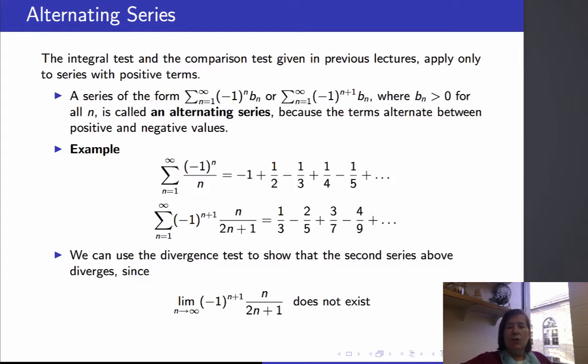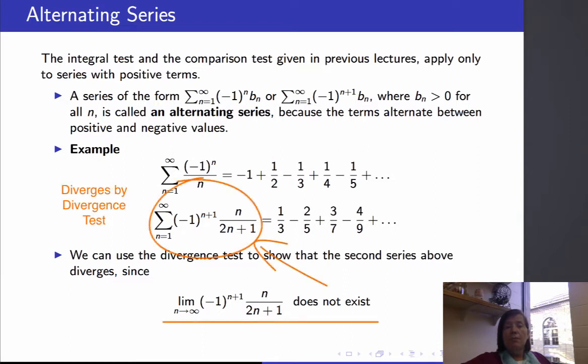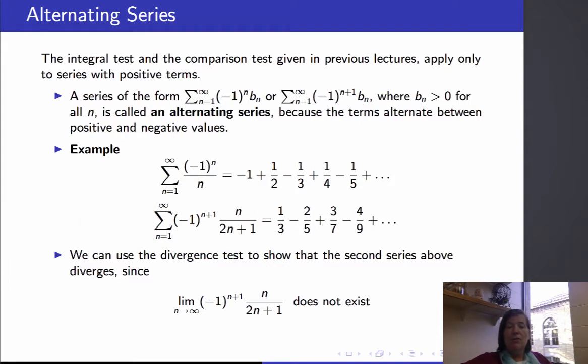Here, the limit of the positive part is the limit as n goes to infinity of n over 2n plus 1, which is 1/2. So it's certainly not 0. Because the terms of this sequence alternate between numbers close to plus and minus 1/2, there is no limit. And therefore our second series on the list diverges according to the divergence test.